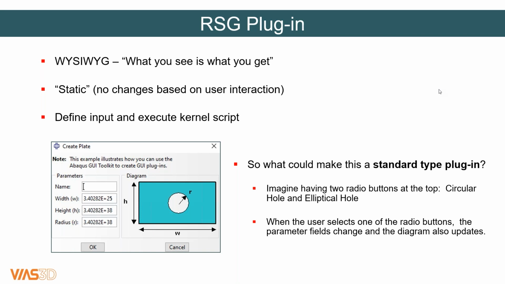The standard plugin gives you a lot more flexibility. So let's imagine taking this Really Simple GUI and adding 2 radio buttons up top. So instead of just analyzing a plate with a circular hole, let's assume we want to analyze both a plate with a circular and elliptical hole. If we have 2 radio buttons and we want to select one of these items, circular or elliptical hole, we select our radio button, and then we can have it update not only the image that's being displayed, but also the parameter types that are used for input. Again, it's a very simple example, but it gives you an idea of the flexibility a standard plugin might offer.